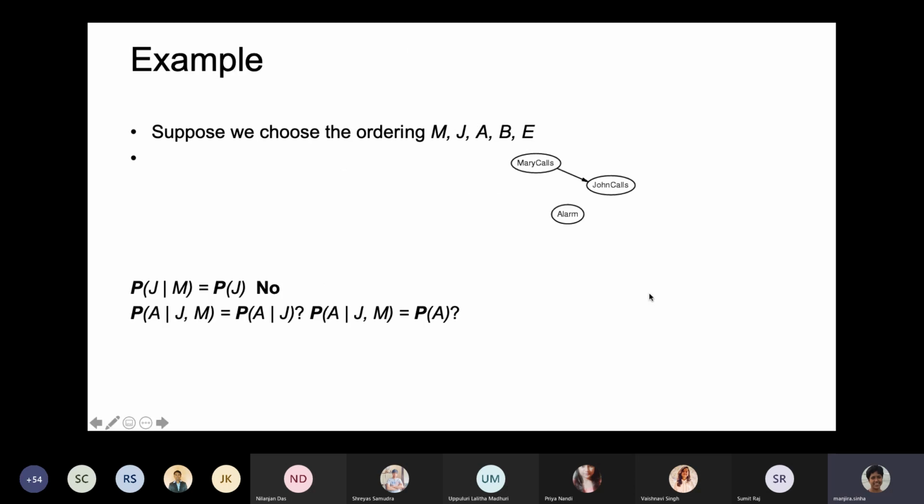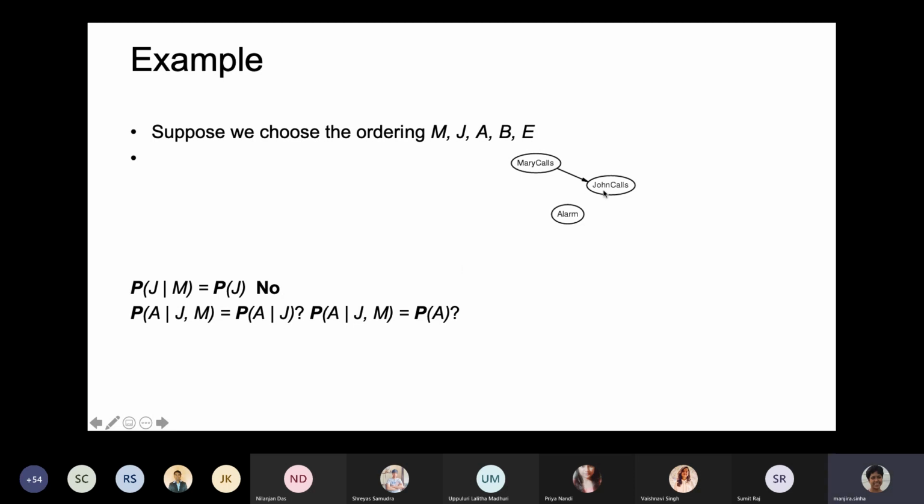Now I check on which of x1 and x2 it is dependent, or only one of them. So I first check whether the alarm given John and Mary, like the two previously present nodes, is equal to P of the alarm given John. That means P of alarm given John will be conditionally independent of Mary.